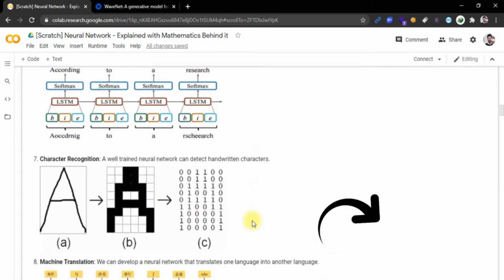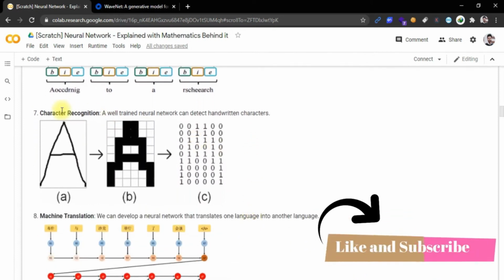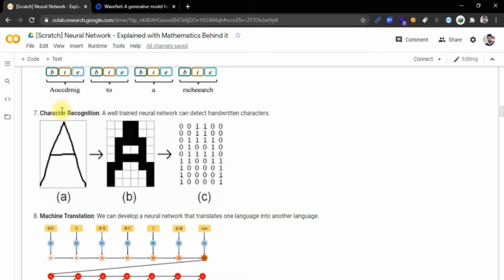Our next application is character recognition. Character recognition deals with characters that are not in a readable form, such as human-written text, or things that are not understandable by humans. With the help of a neural network, you can detect what is written here. Like if this is an A written by a human, it can be converted into pixel form, and then converted to numpy array form. In this way, you can detect characters or handwritten characters with the help of neural networks.